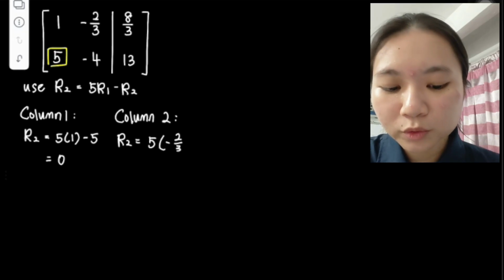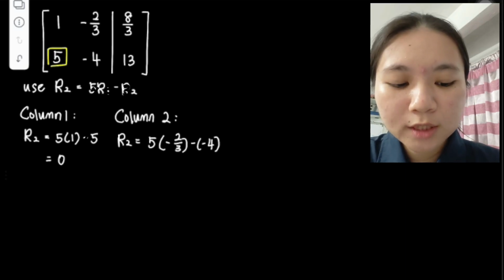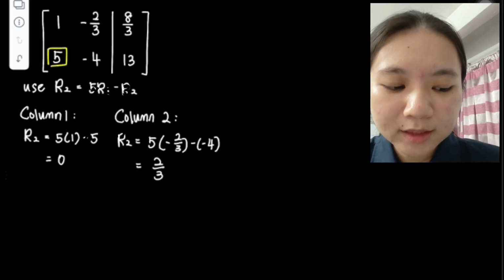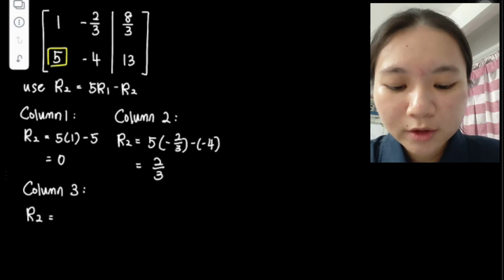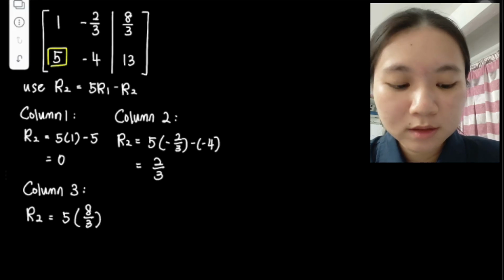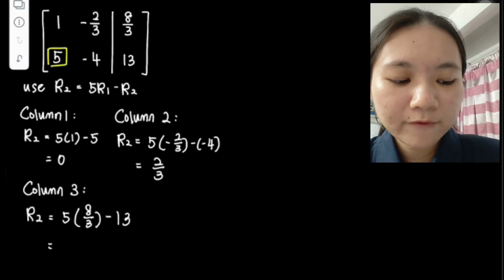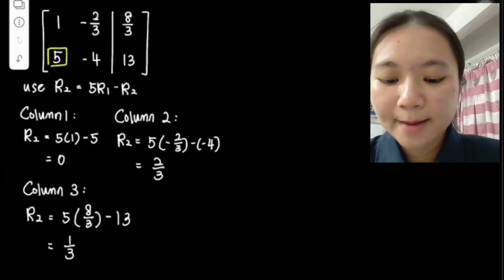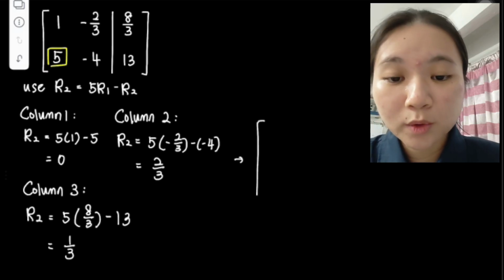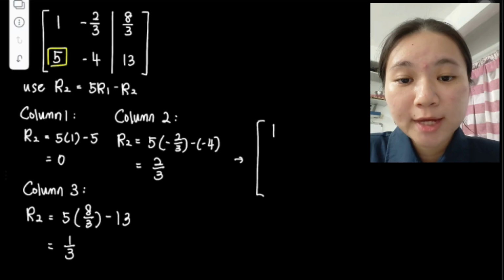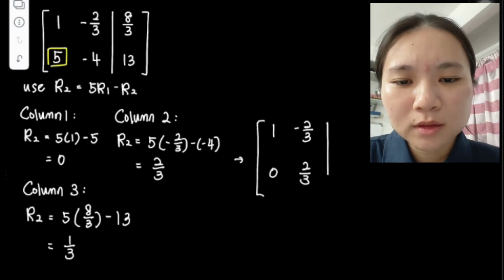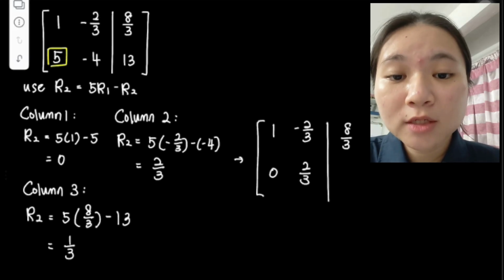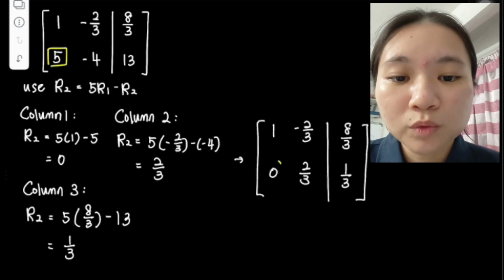For column 2, row 2, the value is negative 4. Using the formula, we times 5 with negative 2 over 3 and minus negative 4. Then, for column 3, row 2, the value is 13. Using the formula, we times 5 with 8 over 3 and minus 13, which equals 1 over 3. Last, we get the answer 0, 2 over 3, and 1 over 3 in row 2. But the most important thing is that we changed number 5 in column 1, row 2, into 0.